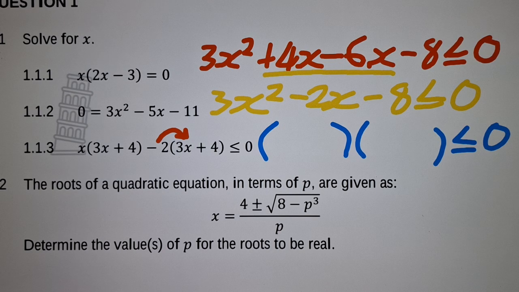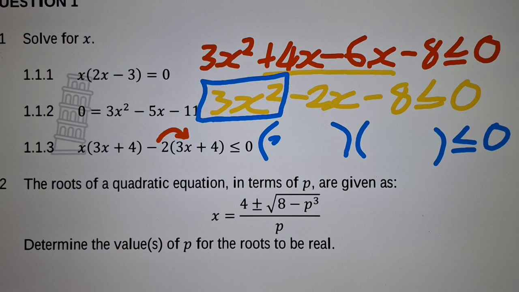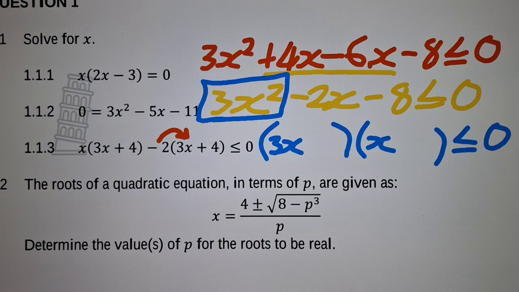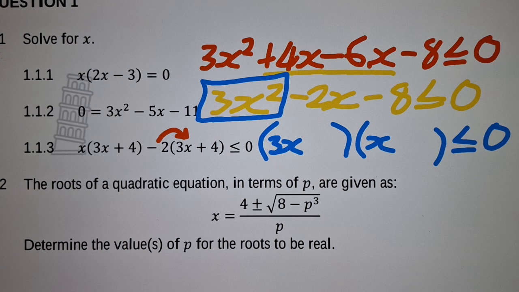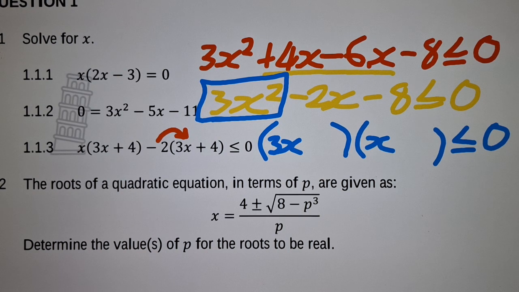When we factorize, we start with 3x squared. To get 3x squared, we just write 3x on one side, and on the other side we write x. If you take the 3x and times it by the x on the other side, it will still take you back to 3x squared. Then we look at the last term, negative 8.